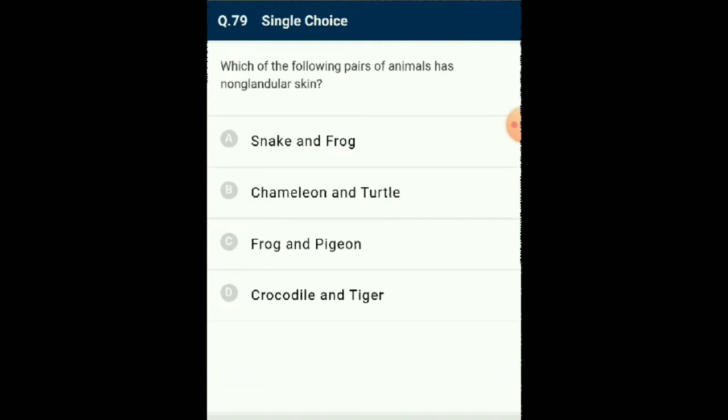Question number 79. Which of the following pairs of animals has non-glandular skin? Aves have dry skin and don't contain any glands except the preen exocrine gland at the bottom of the tail. So the answer for this question is option B, chameleon and turtle.